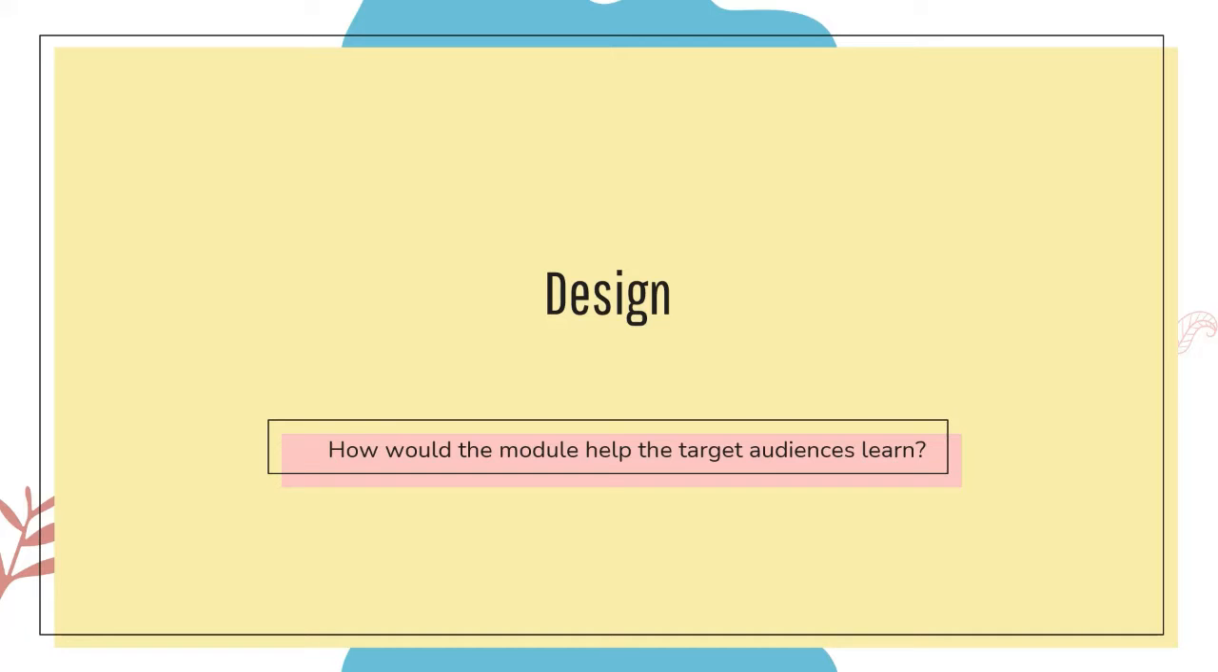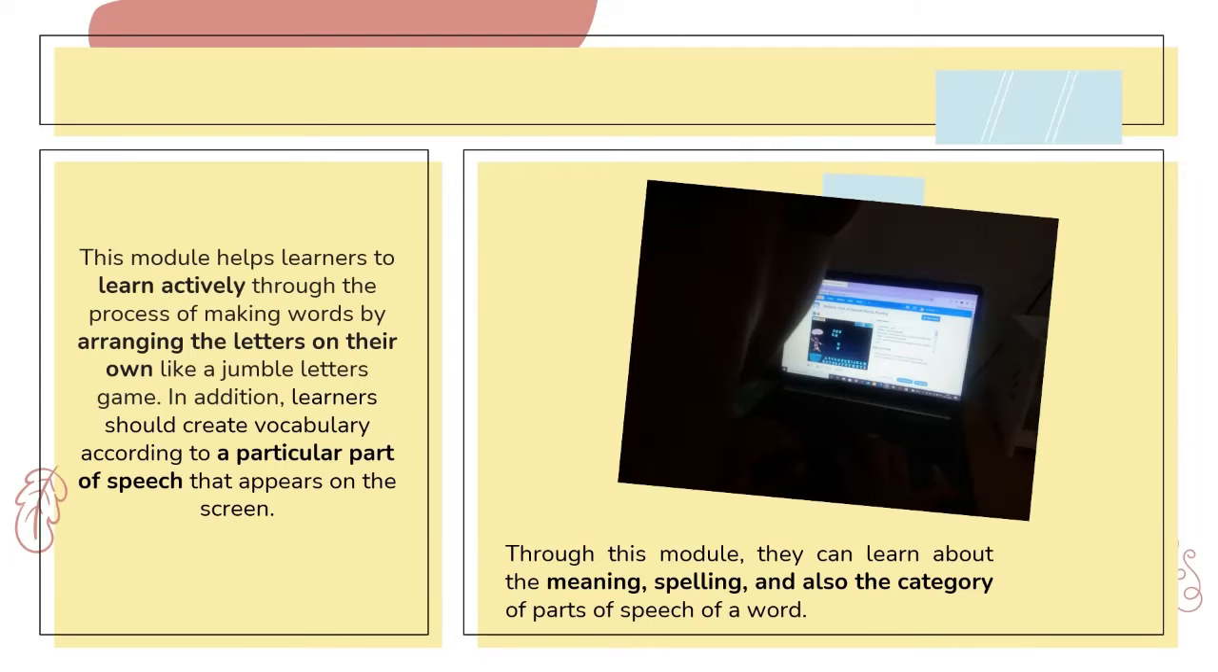The second one is the design stage, which will discuss how this learning object, the virtual manipulative, helps the target audience learn. The first thing that we should know is the purpose of this learning object, which is giving a mission to the learners or the users to create vocabulary or words as many as possible according to the particular part of speech that appears on the screen when the learners start using the learning object.